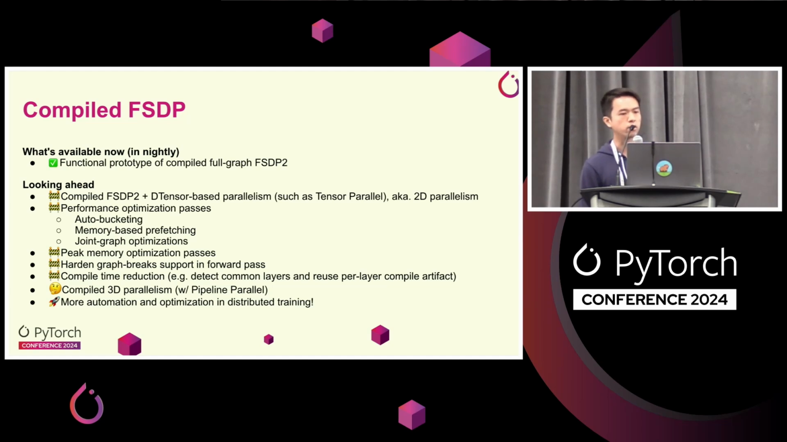So what's available right now is a functional prototype of the compiled full graph FSDP2. Looking ahead, we are planning to add 2D parallelism, the mentioned performance optimization passes, and the peak memory optimization passes. We'll also support having graph breaks in the forward pass of FSDP2. Having a graph break in the forward pass doesn't mean having a graph break in the backward pass, so it will still allow us to have graph-based optimization in the backward graph. We're also working on compile time reduction, and on compiled 3D parallelism. In general, we want to work on more automation and optimization in distributed training. That's it. Thank you.